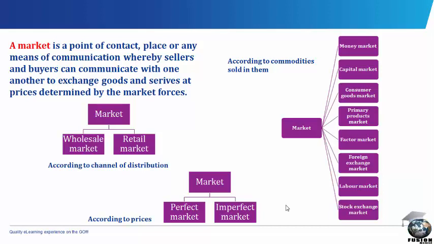The imperfect market. The imperfect market may be defined as any market structure where either the sellers or the buyers can influence the prices of goods and services because they are few in number. An imperfect market deals in differentiated products.